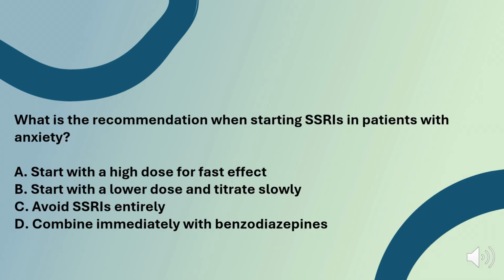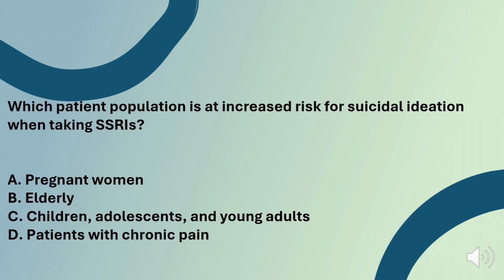Next, what is the recommendation when starting SSRIs in patients with anxiety? A. Start with a high dose for fast effect. B. Start with a lower dose and titrate slowly. C. Avoid SSRIs entirely. Which patient population is at increased risk for suicidal ideation when taking SSRIs? A. Pregnant women. B. Elderly. C. Children, adolescents, and young adults. D. Patients with chronic pain.